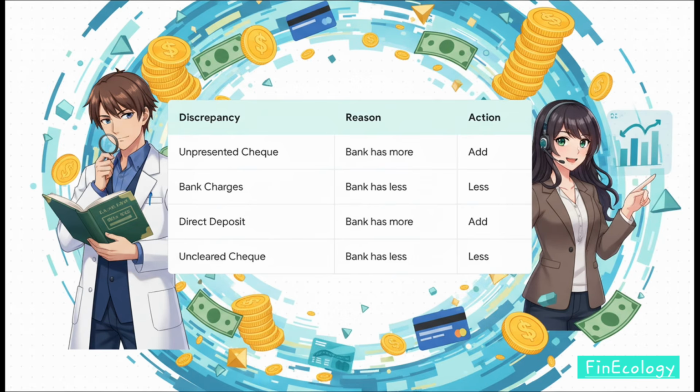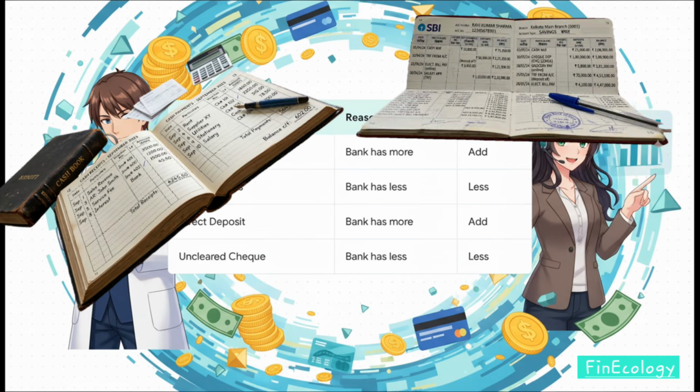Take that first scenario. A check was issued but not presented. That means the bank hasn't actually deducted the money yet, so the bank has more money than Raju's book. To bridge the gap, we just add it back. Look at the second one, bank charges. The bank quietly took money out. The bank has less, so we must subtract or less it from Raju's book to match. It's just pure, beautiful logic, right?